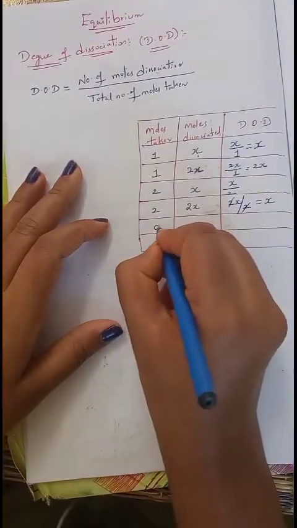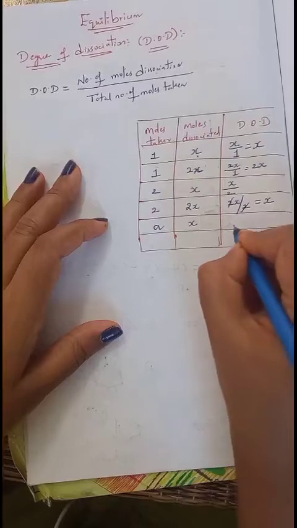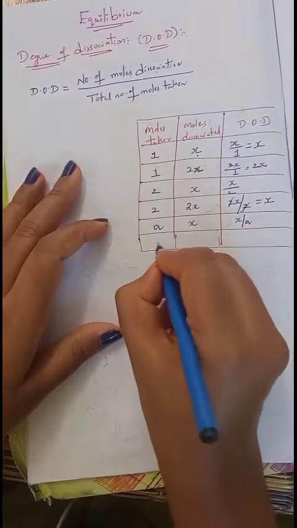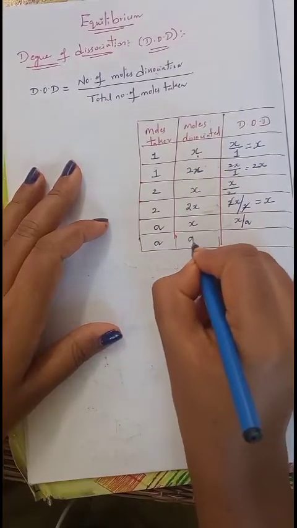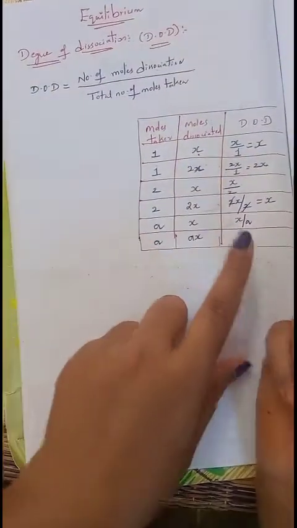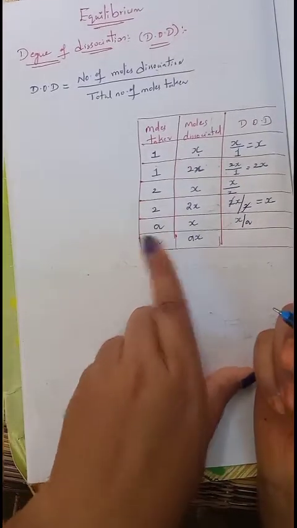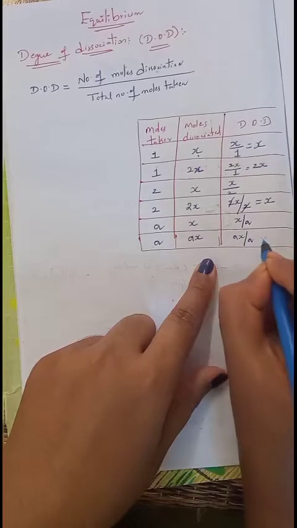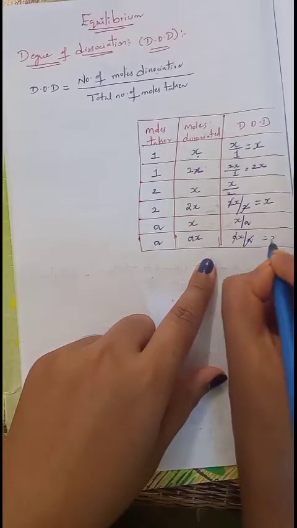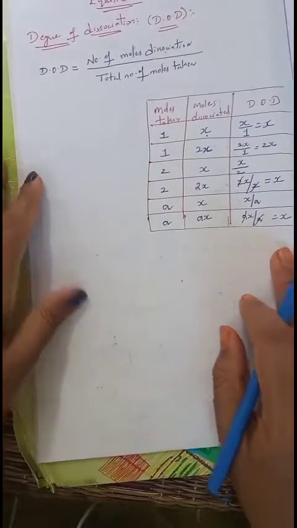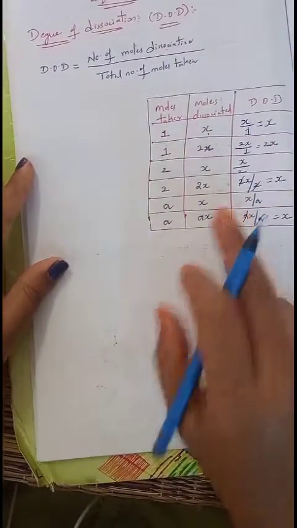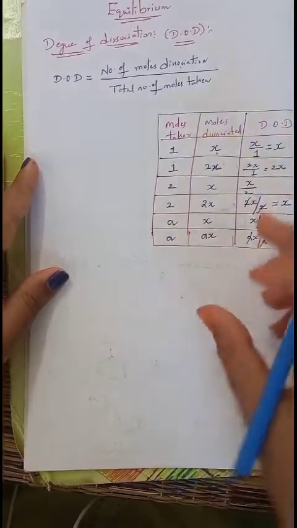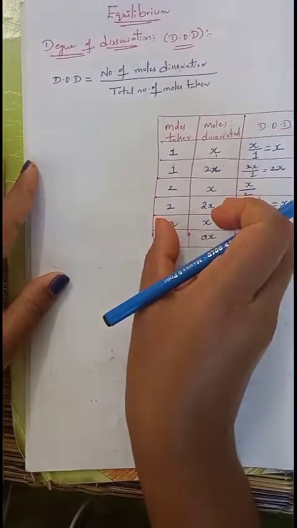Next, if you take A moles of substance and X moles got dissociated, then it becomes X by A. If A moles of substance is taken and AX moles got dissociated, then the degree of dissociation is moles dissociated divided by total number of moles, AX divided by A. A gets cancelled and we get X. If you remember this table, it becomes very easy to calculate the degree of dissociation for any type of reaction. Remember, moles taken and moles dissociated will be given in the question itself.